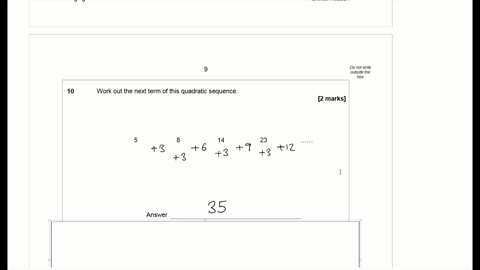Differences are only ever going to be additions or subtractions. So if you've got multiplication or divide involved in this, then it's not a quadratic sequence. It must be plus, plus, plus, or minus, minus, minus. In this case, the second difference was plus 3, so therefore it's a quadratic, and we just use that to find the fifth term in this sequence, which is 35.